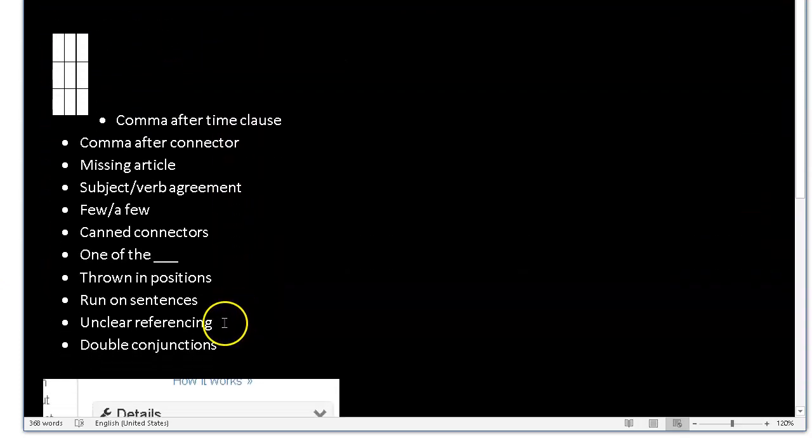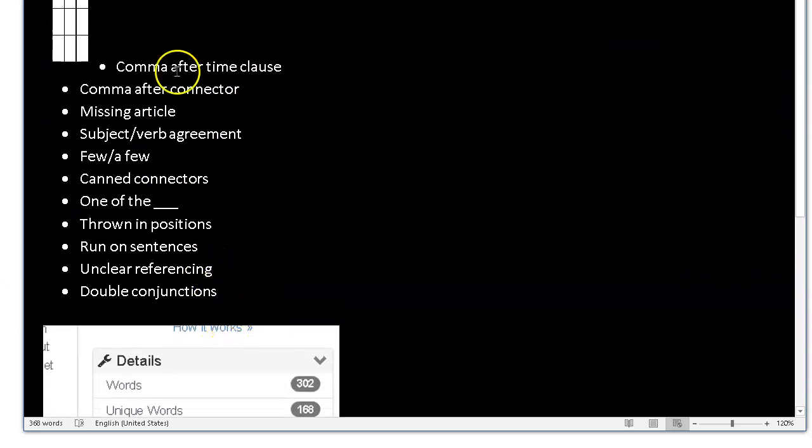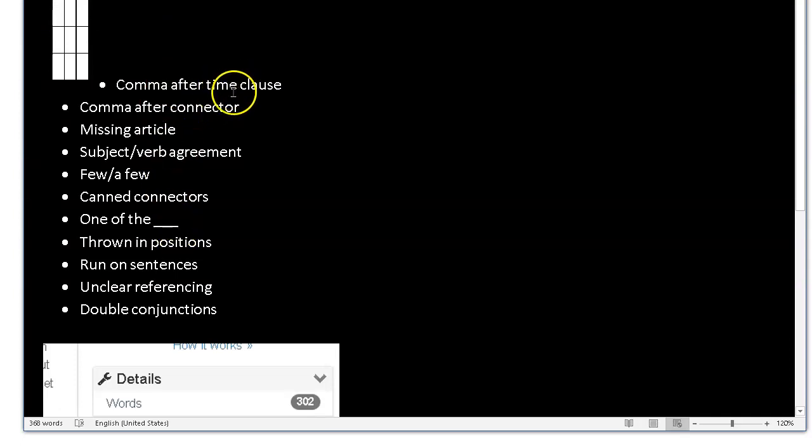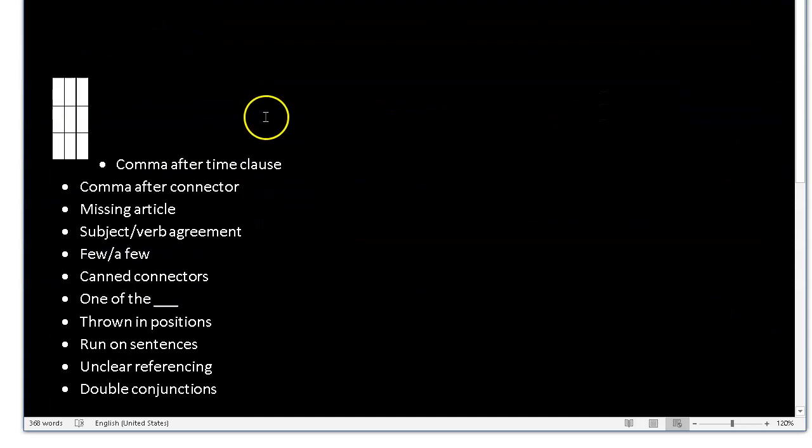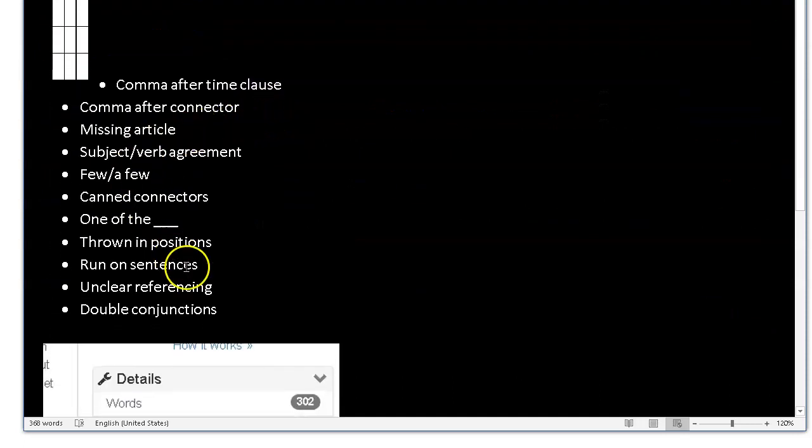Here's a good place to start. These are once again what I talked about. Commas after time clauses, commas after connectors, missing articles, subject-verb agreement, a few canned connectors, like it has been observed. One of the blank, where was that? Oh yeah, one of the advantage. Thrown in positions, run-on sentences. Yeah, okay, we got all of those.